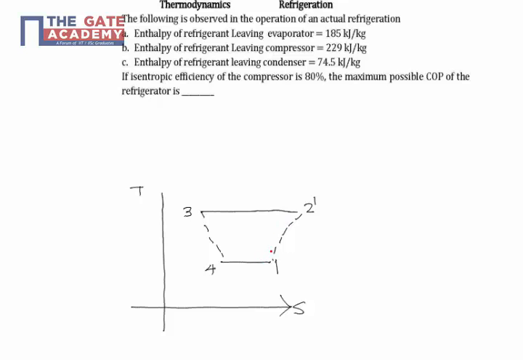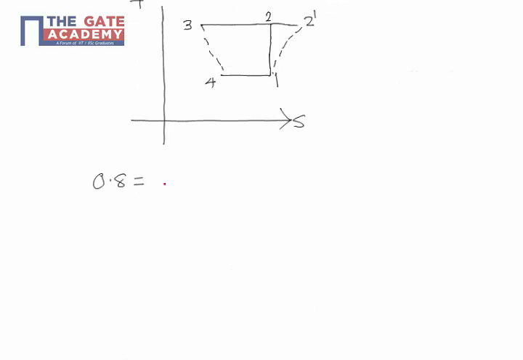Now if the compressor was ideal, I would have got a straight line like this, and this, let us say, is 2. Now the isentropic efficiency of the compressor is given, so that is 80%. So 0.8 should be equal to the ideal work, which is H2 minus H1, divided by the actual work, which is H2 dash minus H1.